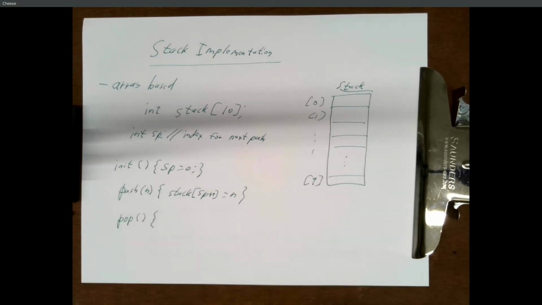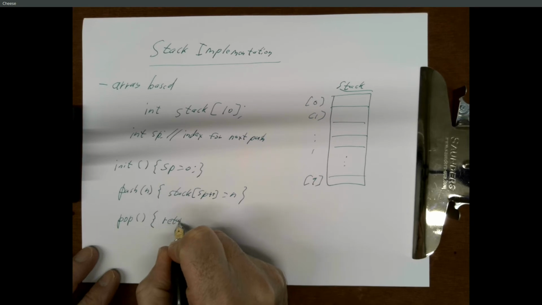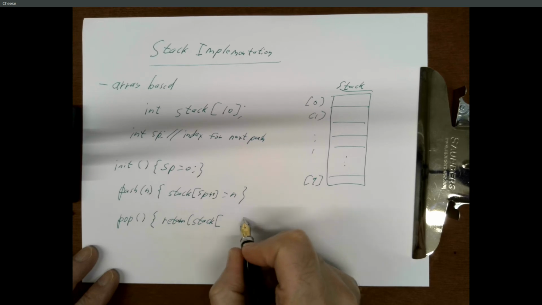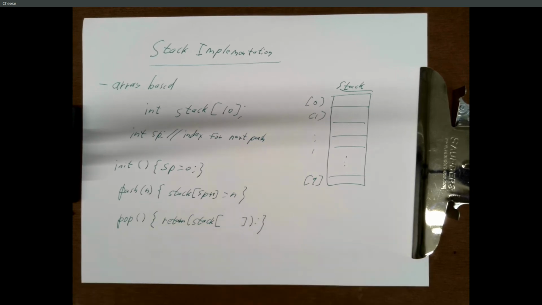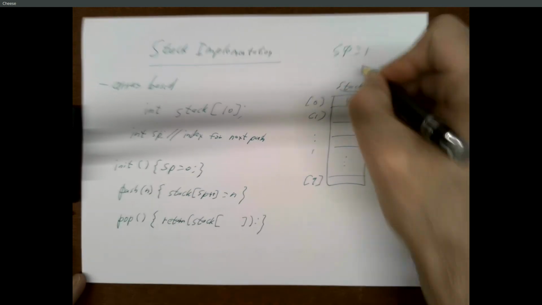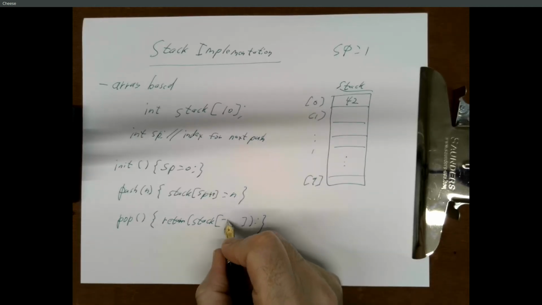Alright, how about popping? SP minus minus, and then you want to return what was at SP. So you just return stack SP minus minus. Alright, so let's say I do one push and I push a 42 on my stack. And my stack pointer is equal to 1. So if I'm going to pop, I want to return the 42 and I want to set stack pointer to 0. Right? So this is a pre-decrement.